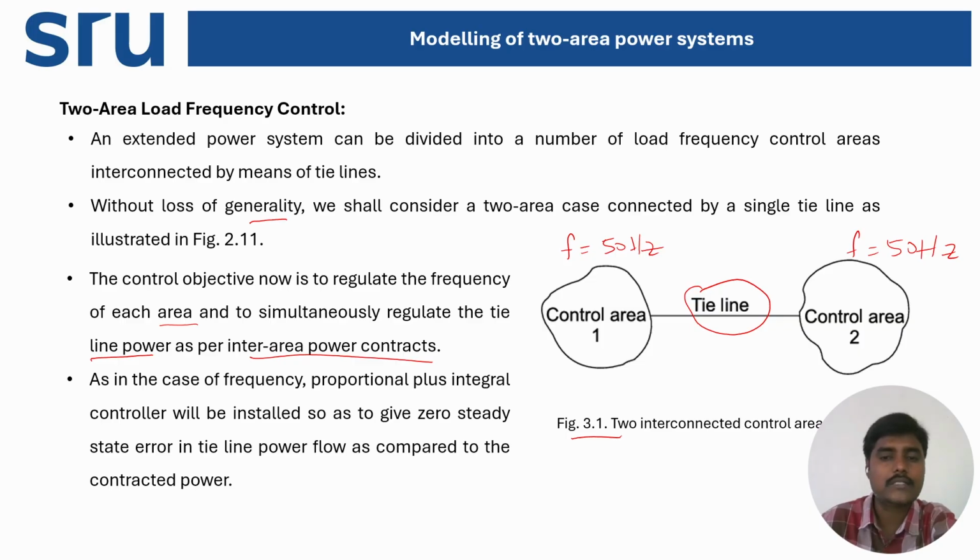Whatever agreements we made to transfer power from one area to another area also need to be taken into consideration. As in the case of frequency, a PI controller will be installed so as to give zero steady state error in tie line power flow as compared to the contracted power. We already know how we can incorporate a PI controller in achieving zero steady state error, so similarly, we can use that same PI controller to maintain tie line power flow also.